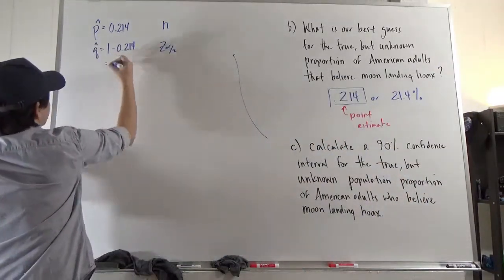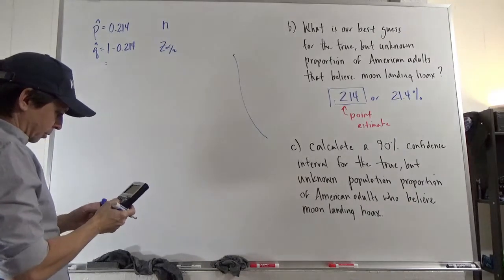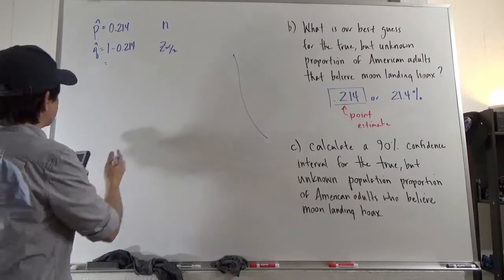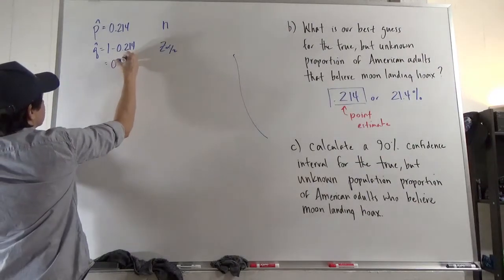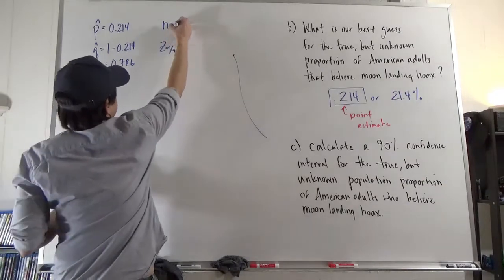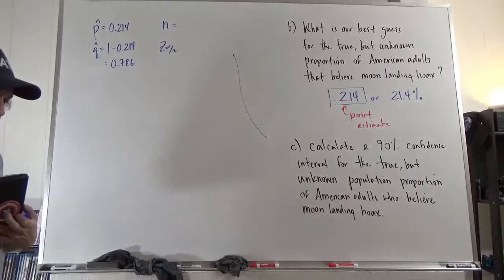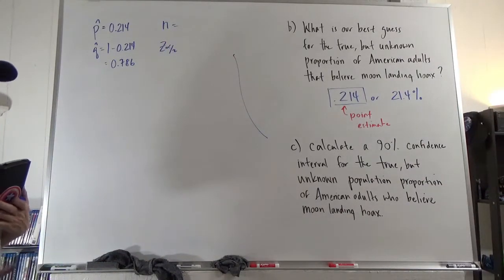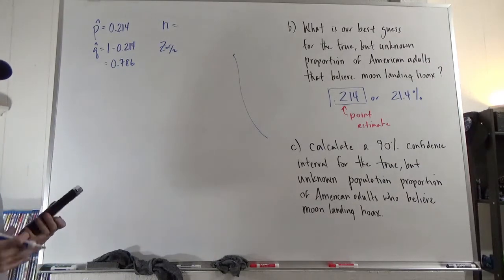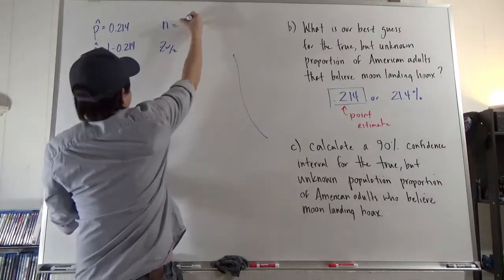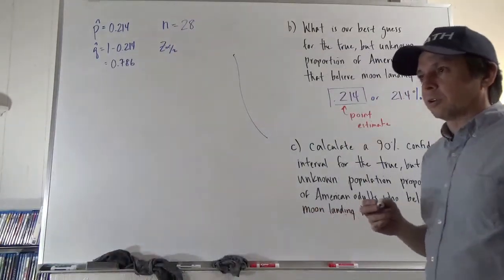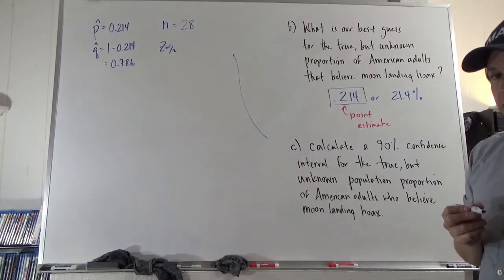which is point. I'm gonna do this. It's late. I'll mess it up. 0.786. The n, I erased it, but it was 6 out of 28 American adults, and make sure you don't use a 6 as your n. It's the full sample, the ones that believe the moon landing was a hoax and the ones that don't. All 28, was it? I erased it, but yeah, it's 28 that were surveyed, so that's your sample size, that's n.